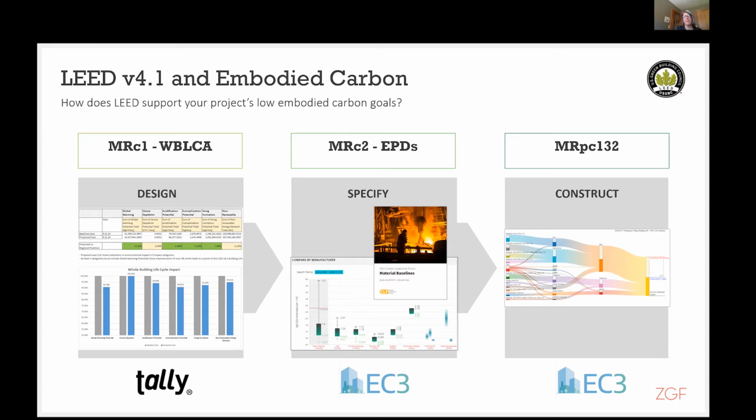So I think, just thinking about that whole life cycle of a project, because the goal is not to do a whole building life cycle assessment model and call it a day. The goal is to make your project better, to lower the embodied carbon in your entire project and actually get that lower embodied carbon materials into the constructed project.